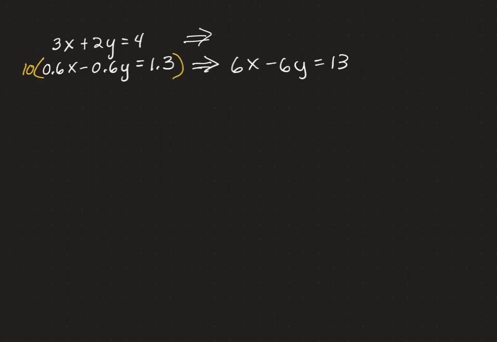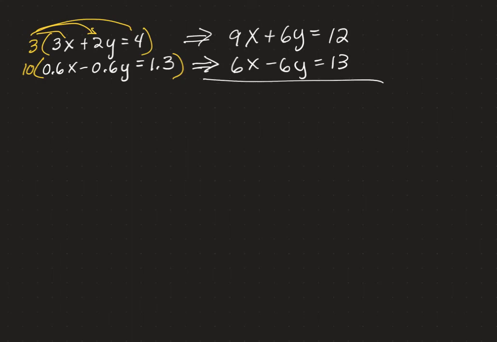So if we just multiply this first equation by 3, it's not going to help us get rid of the x, because it'll give us 9x. But when we distribute this 3 to all places, we're going to get a positive 6y. Look at that. Those y's are going to add to be 0. Okay, so now we can add.